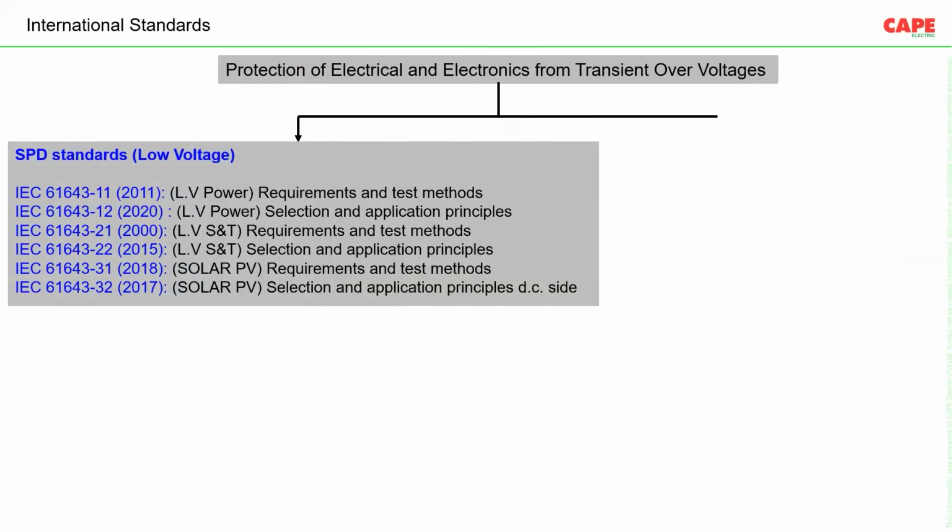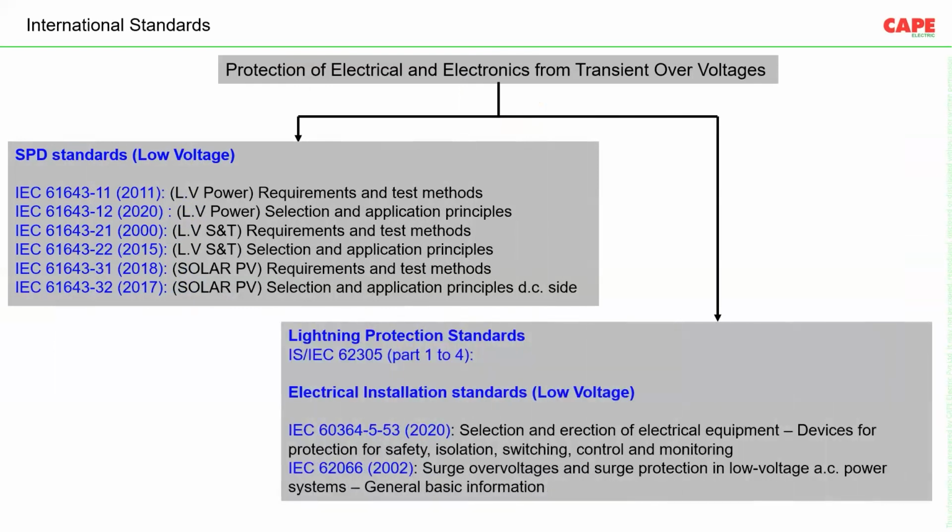So these are the various standards for surge protection devices. IEC 61643 Part 11, 2011, which is the testing standard for low voltage surge protection devices. IEC 61643 Part 12, which tells about the selection of power SPDs. IEC 61643 Part 21, which is a testing standard for communication SPDs. IEC 61643 Part 22, which gives the selection of communication SPDs. Again, IEC 61643 Part 31 and 32, which are mostly for solar PV SPDs. Again, one is a testing standard, and the second one deals with the selection of SPDs.